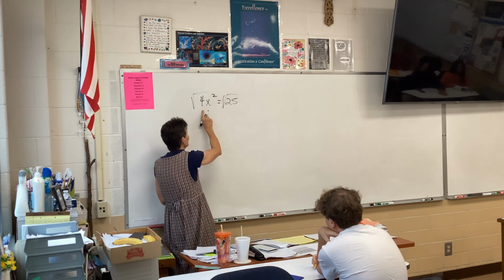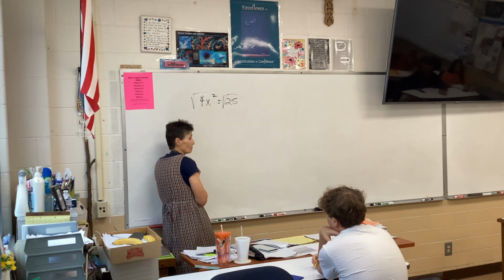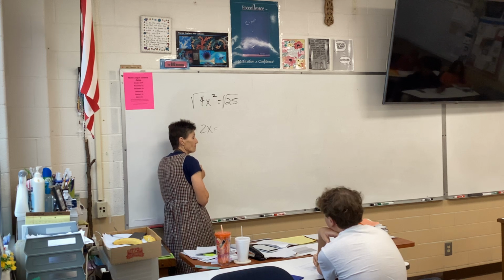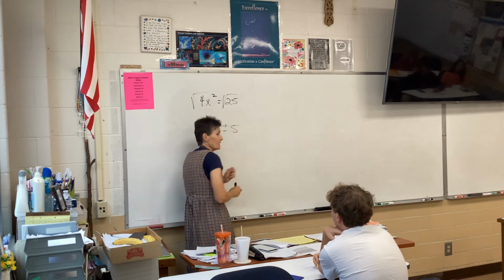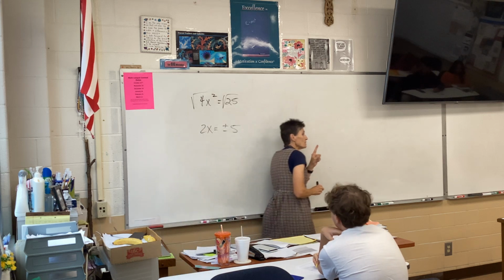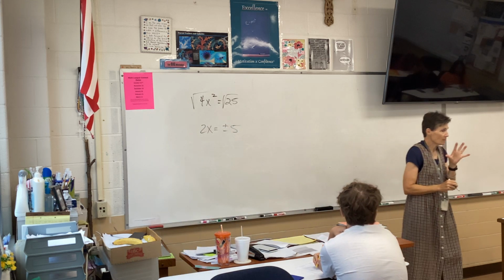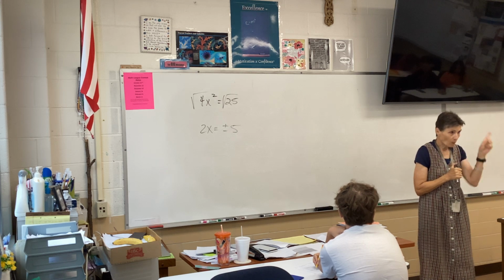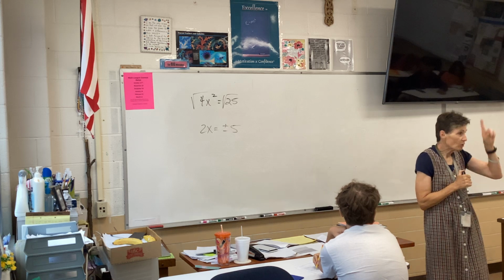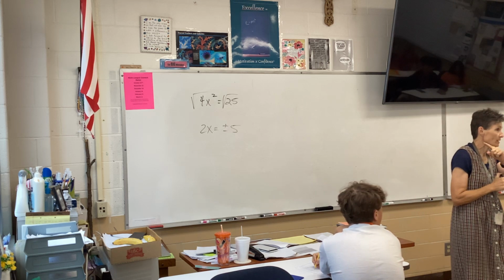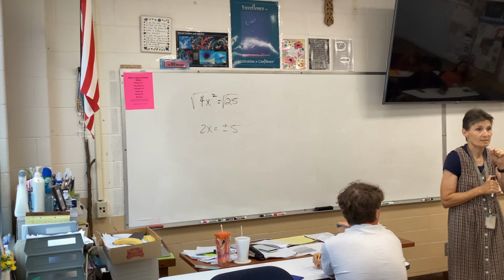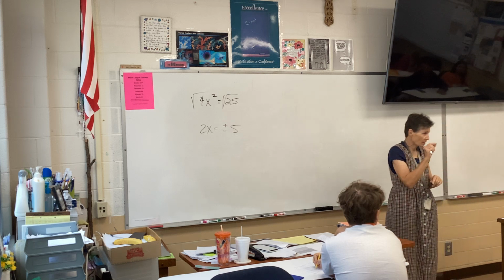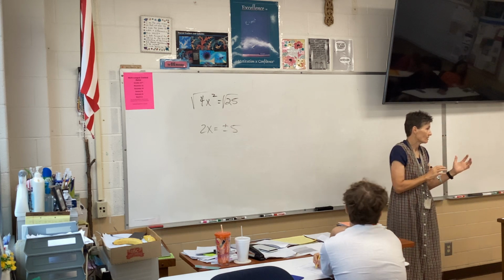What is the square root of 4x squared? 2x, very good. What is the square root of 25? Here's the tricky thing. It's plus or minus 5. When you take the square root of a number, you have to put in plus or minus. Okay? On one side or the other. So I could have done it on the x side. It's easier to do it on the number side. But you have to have a plus or minus on one of the sides. When you take the square root, always, always, always, it's plus or minus on one side or the other.